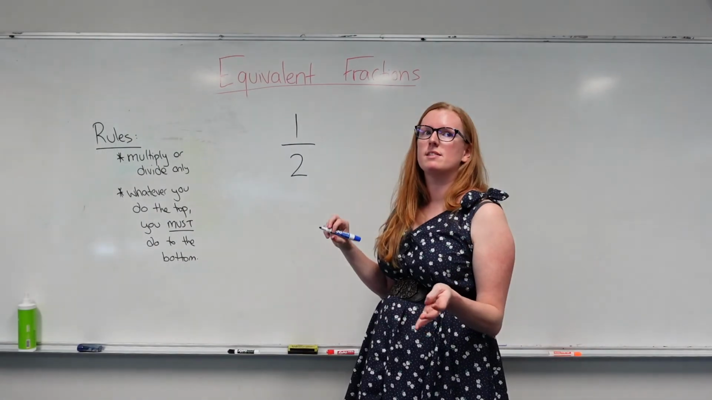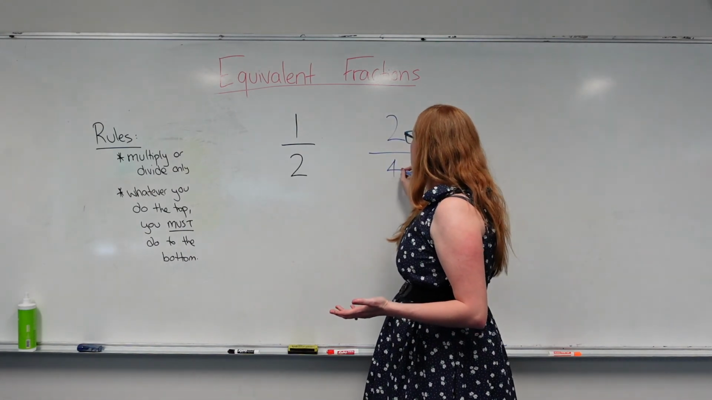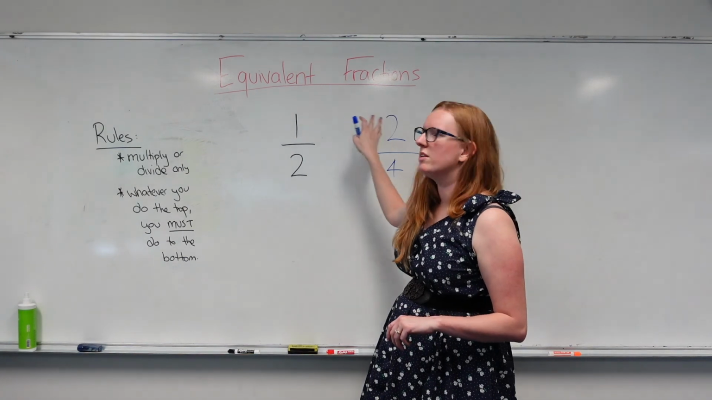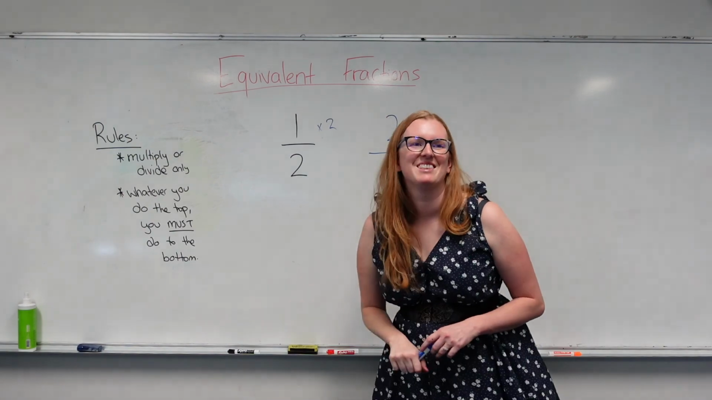Here's 4 slices. So he ate 2 out of his 4 slices. So how do I get from a 1 to a 2? Well, I'm dividing by 2. Oh, sorry. Let's try that again.